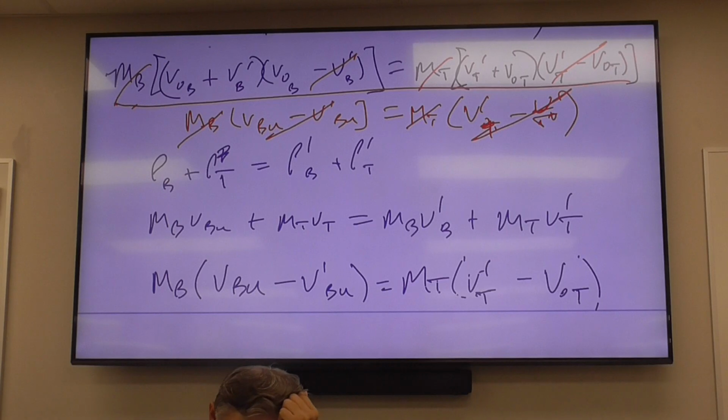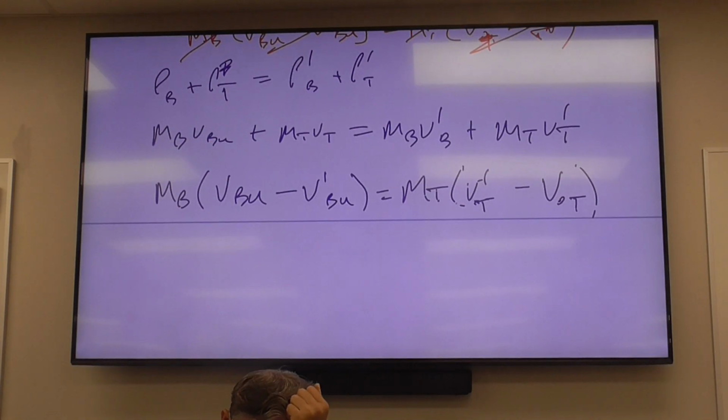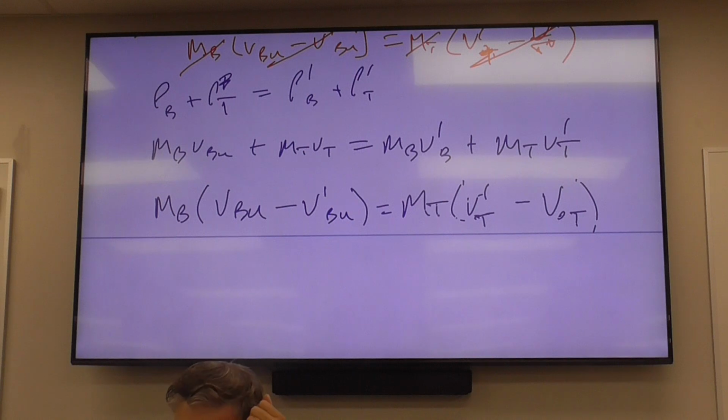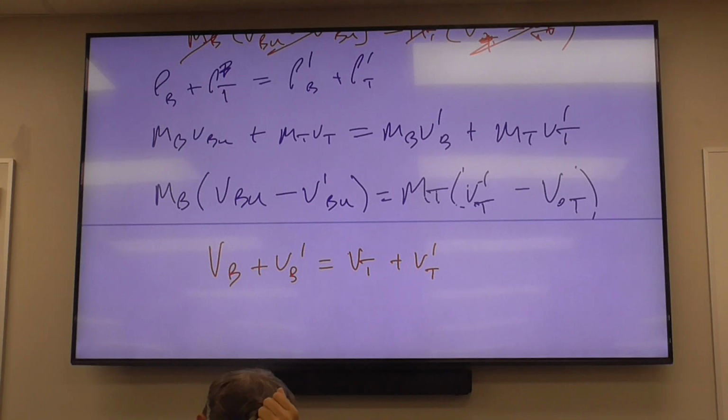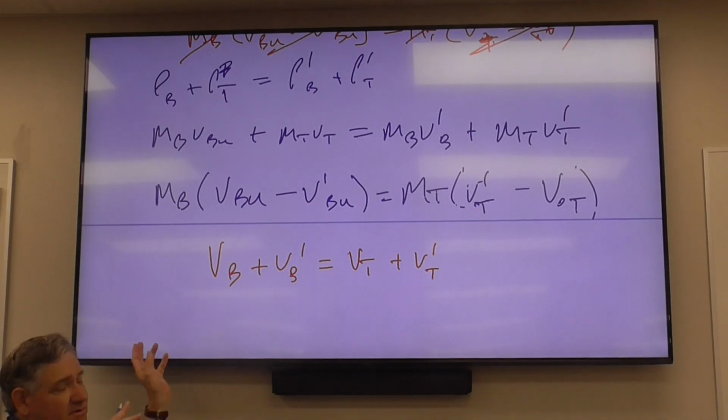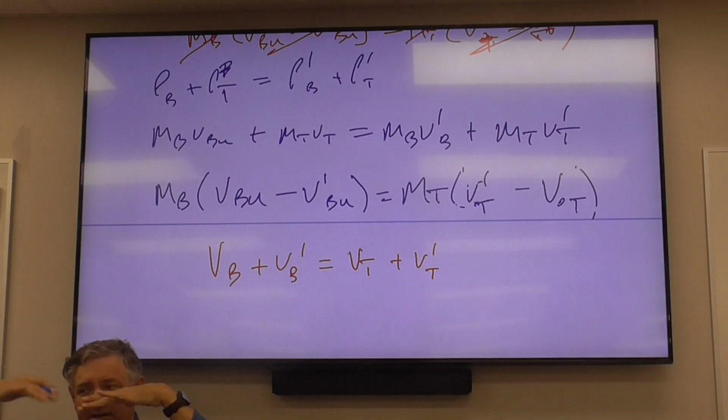So at this point, here's what I have left. Velocity of the bullet plus the new velocity of the bullet equals the velocity of the target plus the new velocity of the target. Now, this simplifies down. At this point, you have to do some other substitutions, which literally takes an entire another page of substitutions.